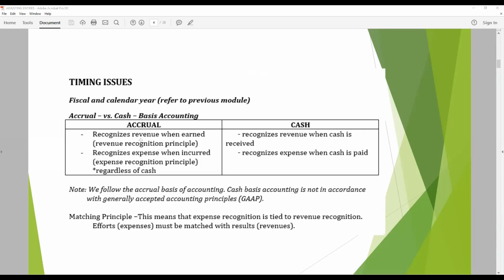That's why even when we paid cash already, but we didn't incur that expense, we need to bring it back as an asset because we didn't incur it yet. So we reflect the books under accrual basis of accounting when we adjust. Okay, so we follow the accrual basis of accounting. Cash basis accounting is not in accordance with GAAP. So you have also the matching principle. This means that expense recognition is tied to revenue recognition. Efforts or expenses must be matched with results or revenues.